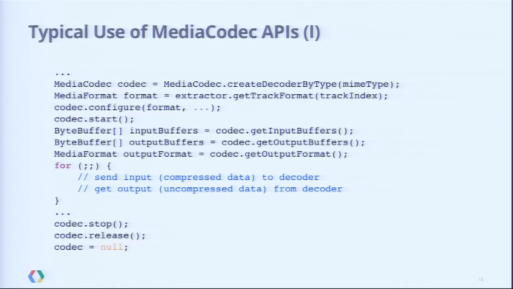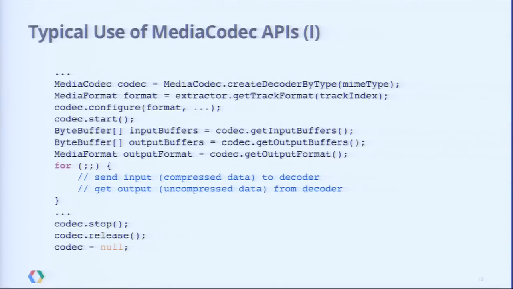And then you need to configure this codec by calling the configure method. The configure method needs to know the format that this codec deals with. That format can come from your media extractor, if you provide a customized media extractor implementation, or you use the media extractor class we provide for you, and by calling get track format, that returns the right format for you so that your codec can deal with that specific media track.